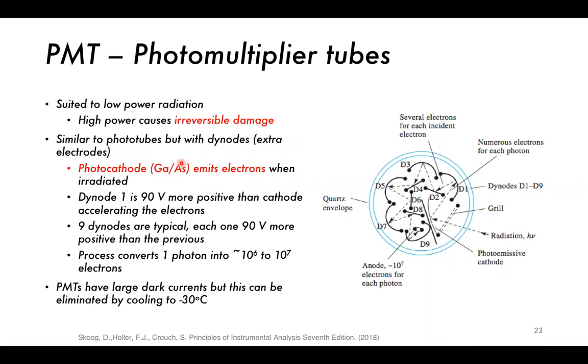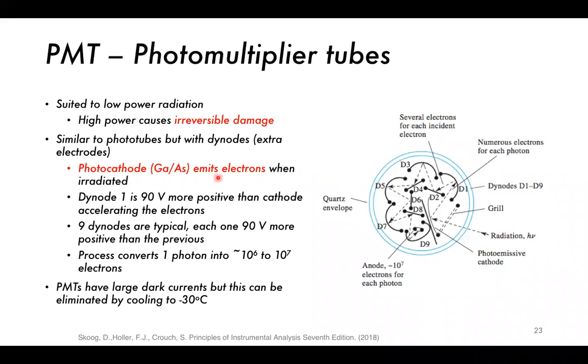So we have a photocathode, gallium arsenide, which emits electrons when irradiated. Here we have the radiation coming in. Remember that radiation has an energy which is equal to h nu. You'll often see h nu written. It basically just means light, electromagnetic radiation. h nu is the same thing as light.